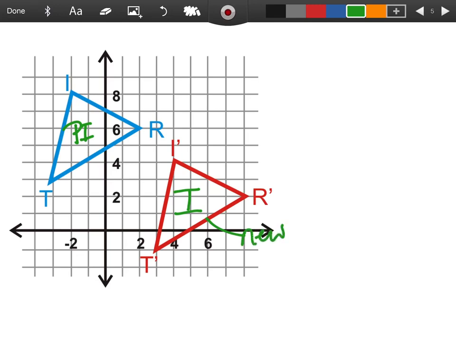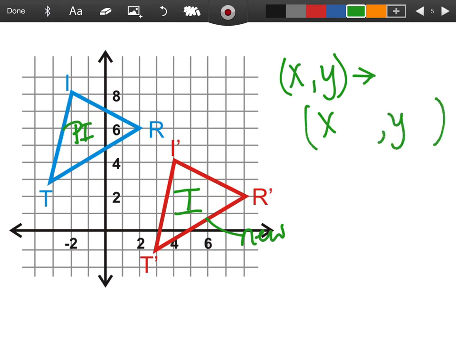Okay, I know I always start with X and Y. So X comes first, then my Y, and now I've got to come up with my rule. So X is going to do something, and then Y is going to do something. All right, and all I got to do is figure out what's going to happen.